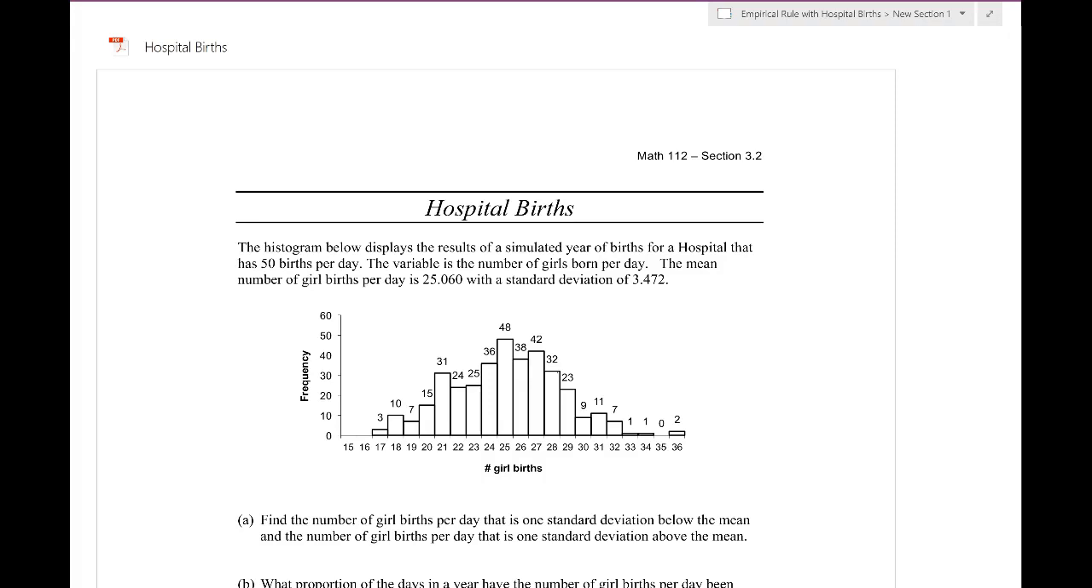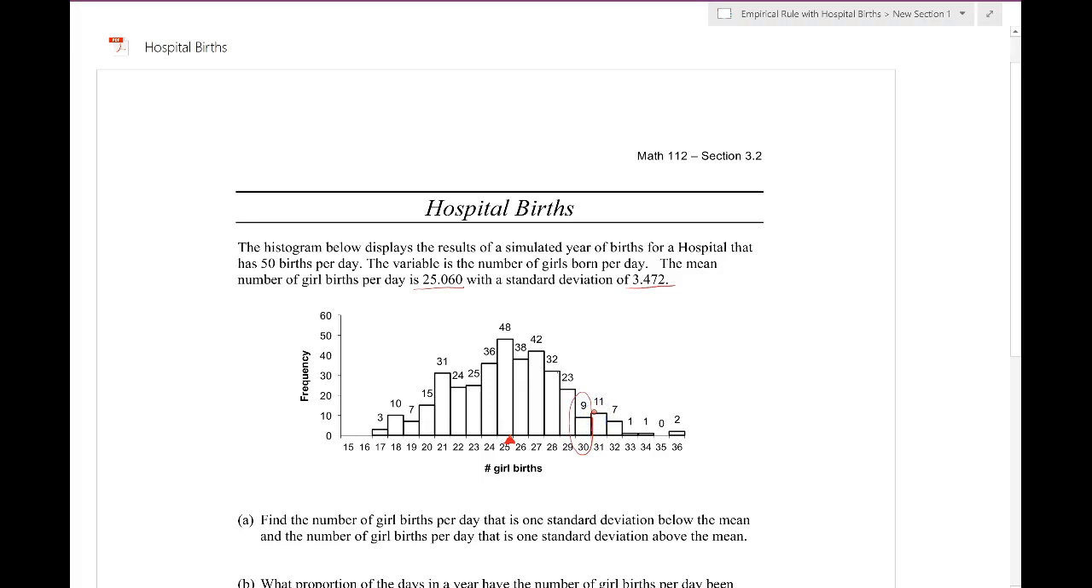And we know that the mean of the number of girl births is 25.06. So the mean's right about here, and that makes sense that it's in the middle. It's a symmetric distribution, and the mean is 25.060, and the spread is about 3.472.